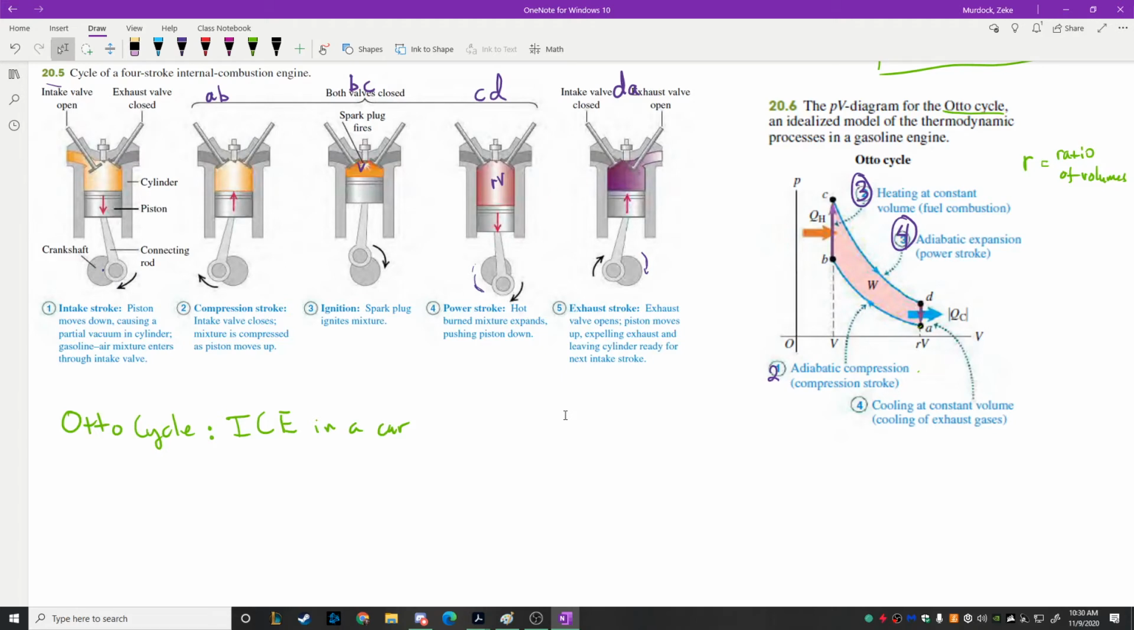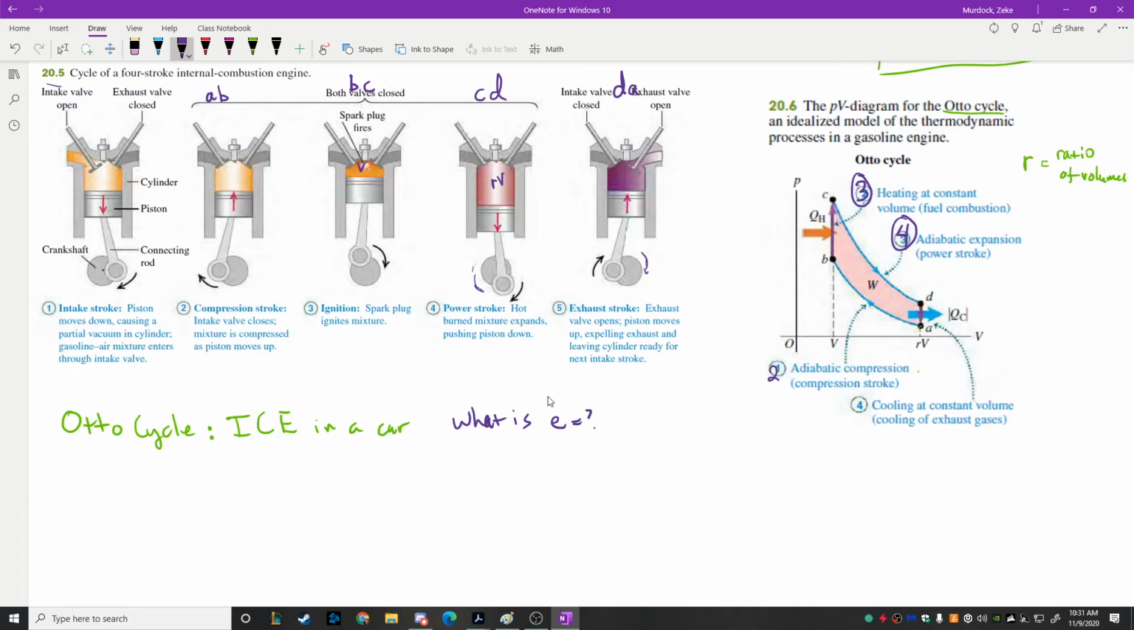Anyone have any questions or comments about this? So let's look at the mathematics of this, and our goal here is to ask this question: what is the efficiency of this engine?